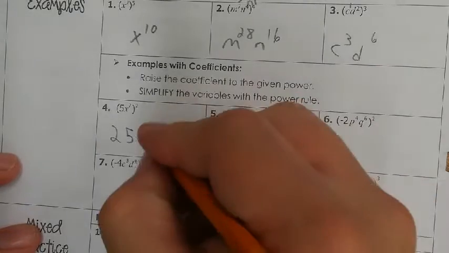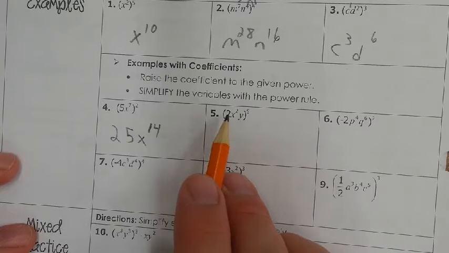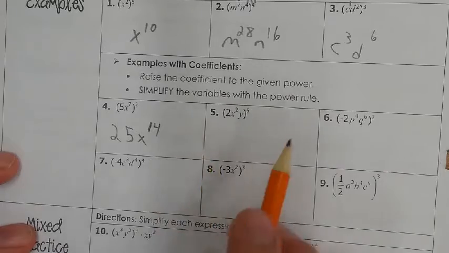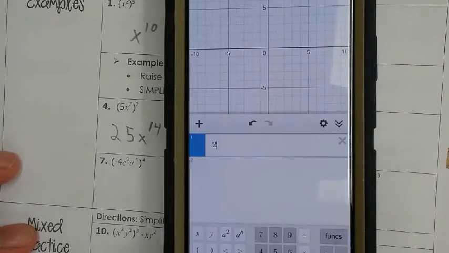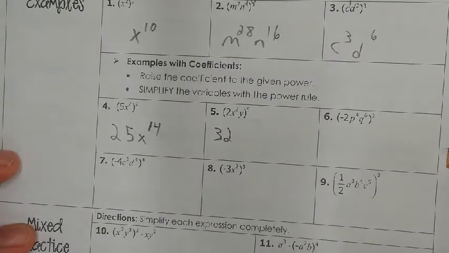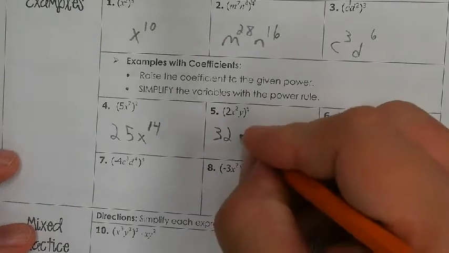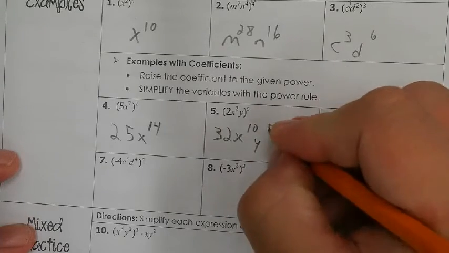Then on number 5, I will tell you where people mess up is they just automatically think in their head that's going to be 10. Well, it's not 10. 2 to the 5th power means 2 times 2 times 2 times 2 times 2. And the easiest way to show that is with Desmos. You do 2, press this little A to the B power, and then 5. So 32. And then that'd be x to the 10th, y to the 5th.